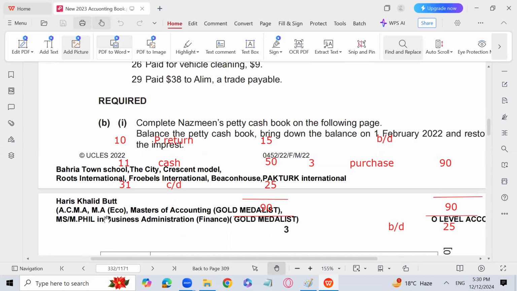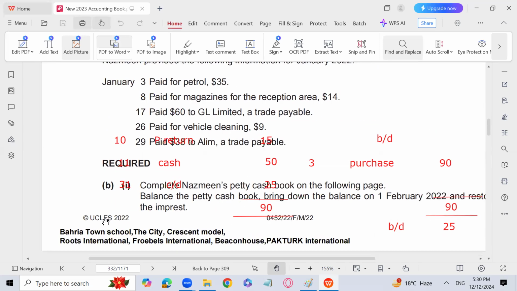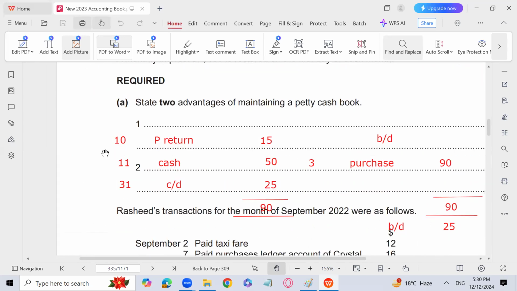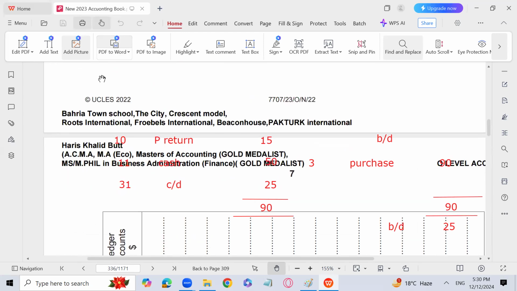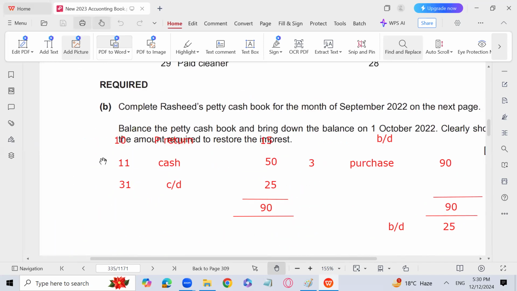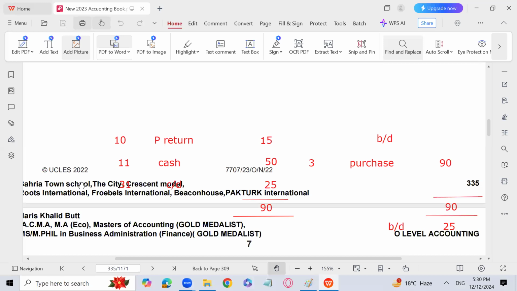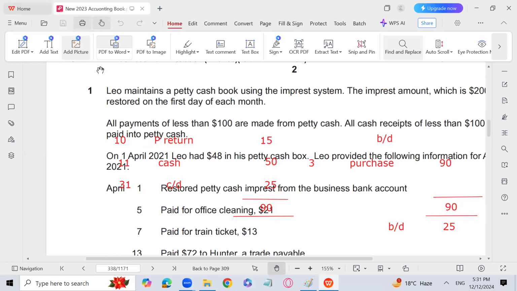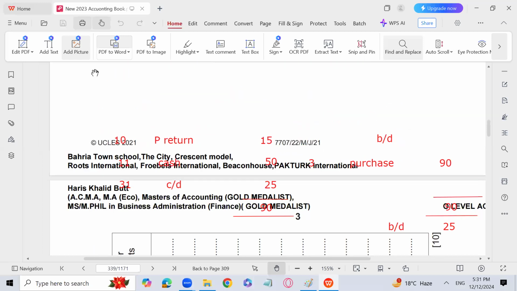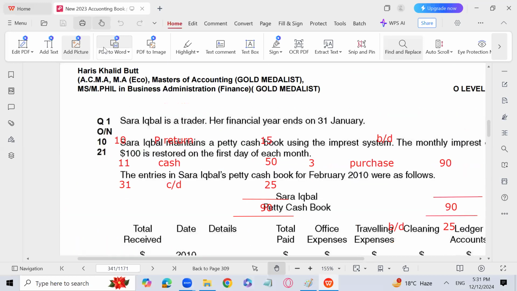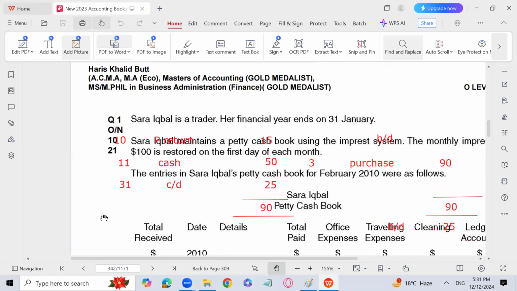In February, March 22, 22, I think we have done this. No, we have not done this. We have to do that also. February, March 22, 22. Then October, November 22, 23. That is also from the petty cash book, and the previous one also is from the petty cash book. Yes, that is also an easy question. And this May, June 21, 22, you can do that also. And that's it.